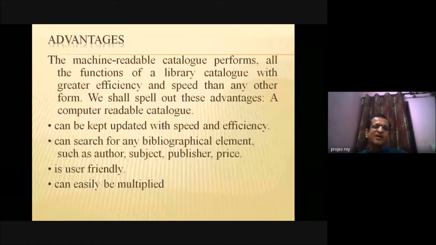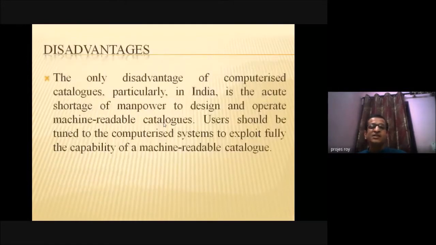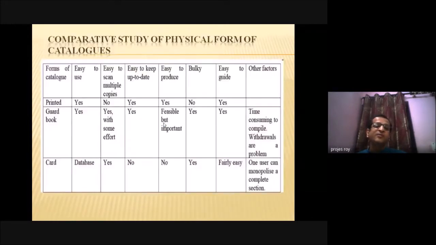We shall spell out these advantages. A computer-readable catalog can be kept up to date with speed and high efficiency. You can search for any bibliographical elements such as author, subject, publisher, price. It is user-friendly, can easily be multiplied, and at one time many people can see it together. The disadvantages are, one, you need to be a little richer because you need to have a computer. You need a connectivity networking system, and you require manpower. So you can understand.